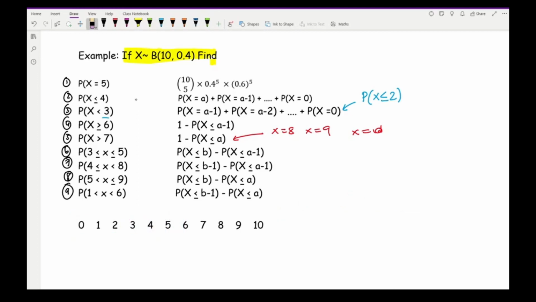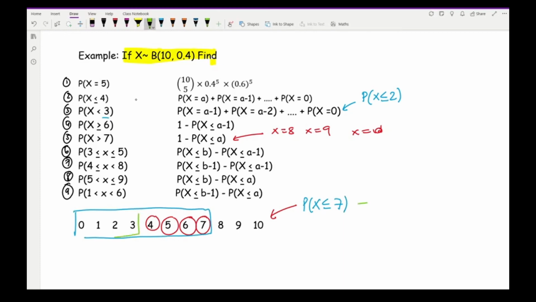So for question 7, here we're looking at the probability of numbers between 4 and 8, inclusive of 4. So I'm wanting 4, 5, 6 and 7. Again, I could work out those 4 individual probabilities if there's not that many, or I could try and be a little bit smart. So again, it's the probability of x being less or equal to 7, minus the numbers that I don't want, which is the probability that x is less or equal to 3.